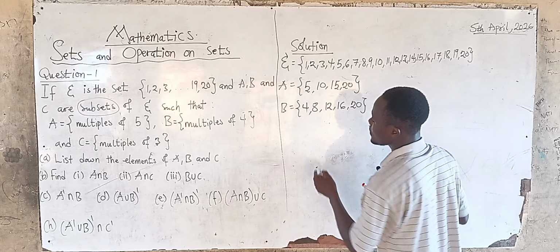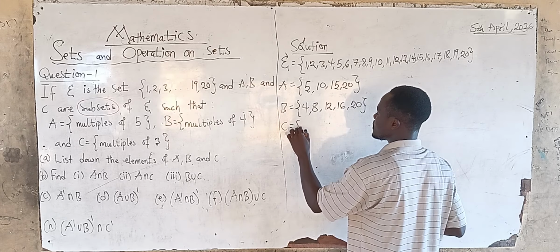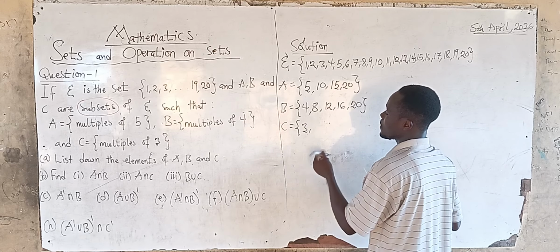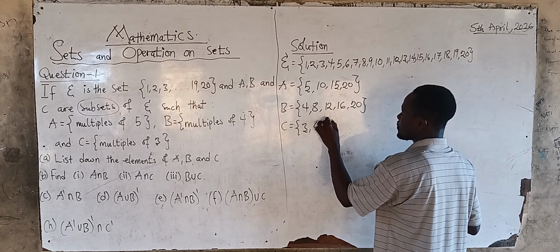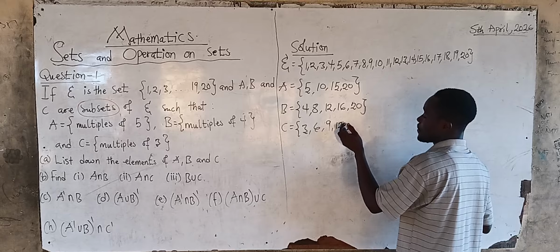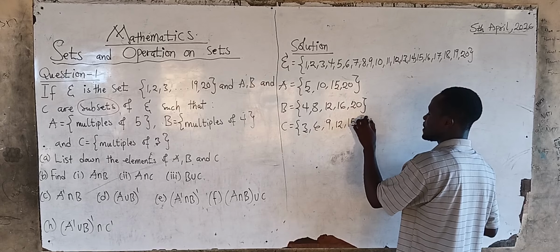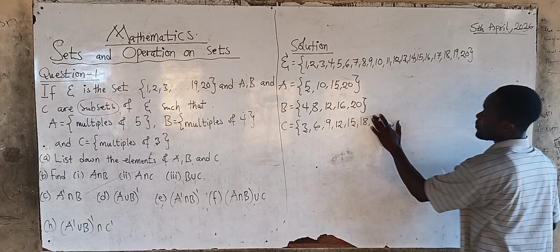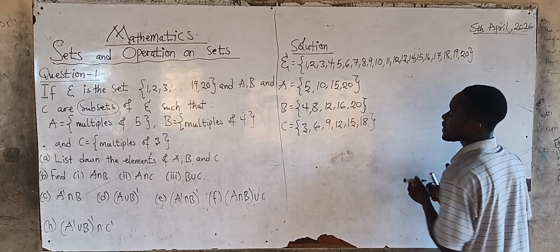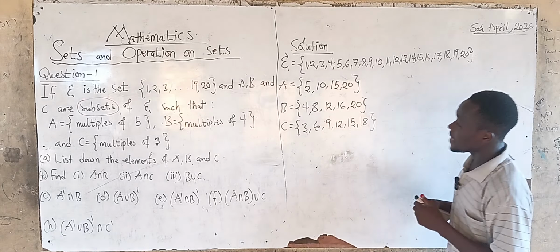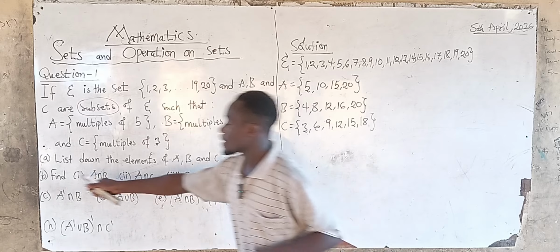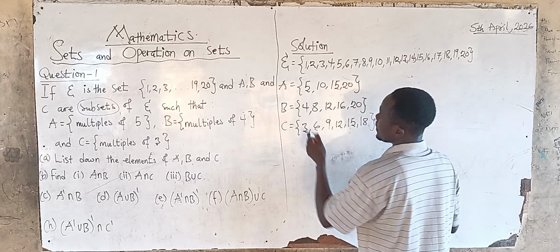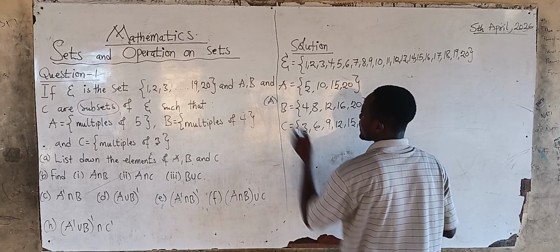Very good. So let's dive into the next part, which is the set C. So that one too includes multiples of 3. So I will start from 3, 6, I'll go to 9, I'll go to 12, I'll go to 15, I'll go to 18, I'll go to 21. But 21 is not part of this, so I will not include it. So I will end at where? 18. Are you clear with that? So we are done answering the first part of the question, which is A.